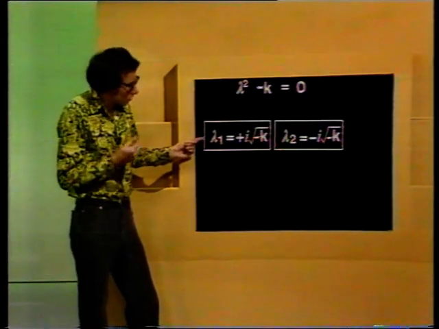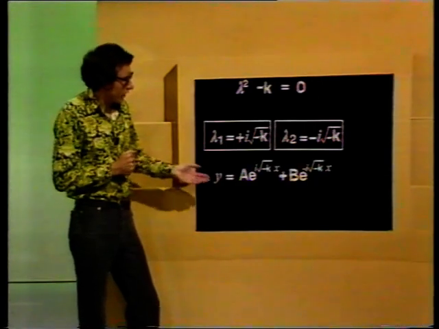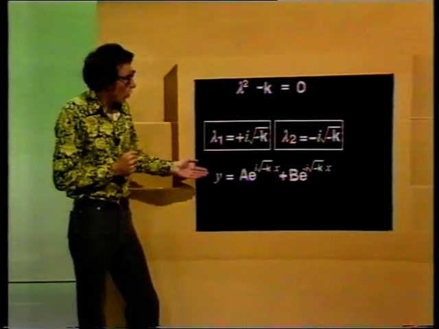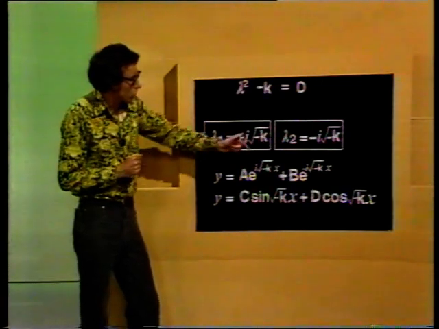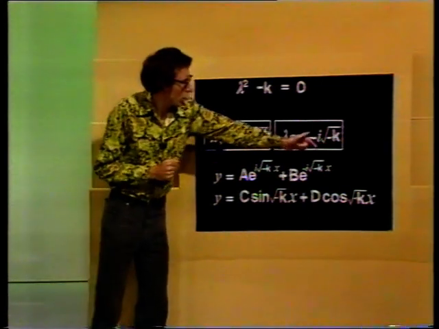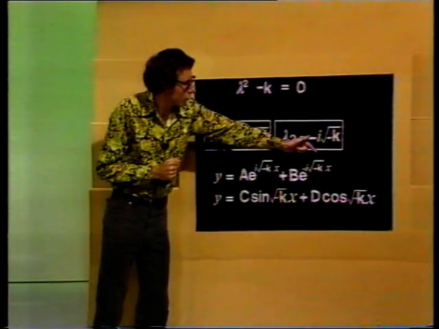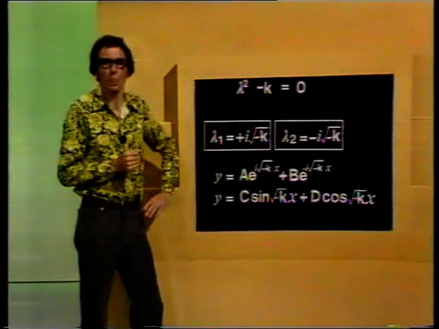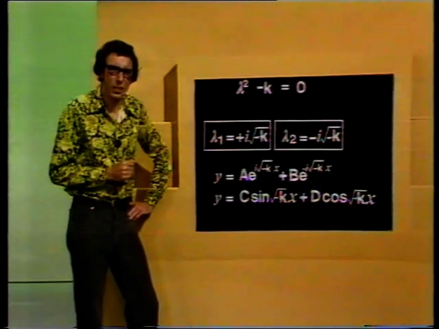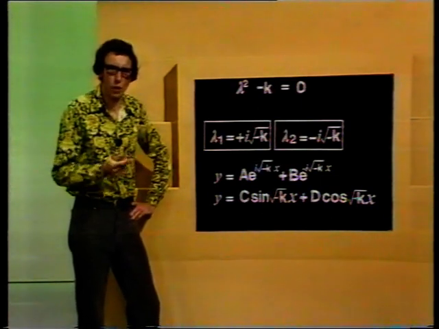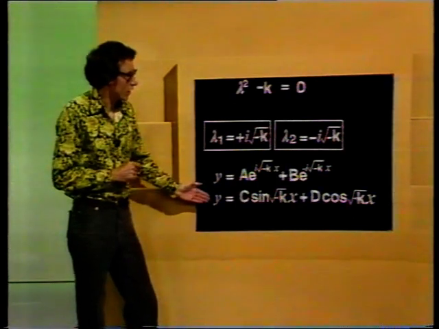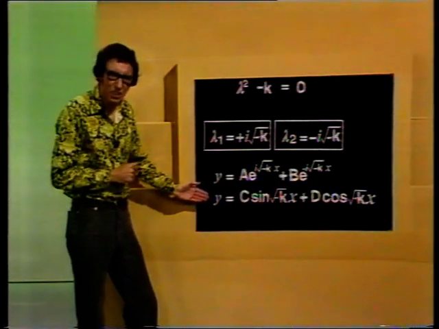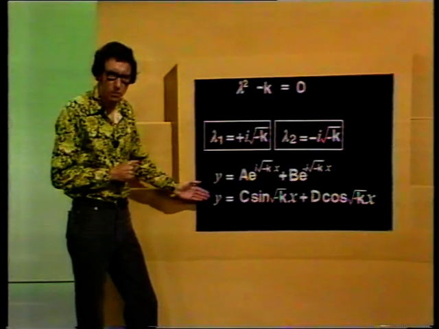Then we can write the general solution of the differential equation in this form. Or alternatively, we can write it in this form, because those complex exponentials are each a combination of a sine and a cos. And everything is real here, as we'd expect. So if k is negative, the general solution of the differential equation takes this form, a combination of sinusoidal functions.